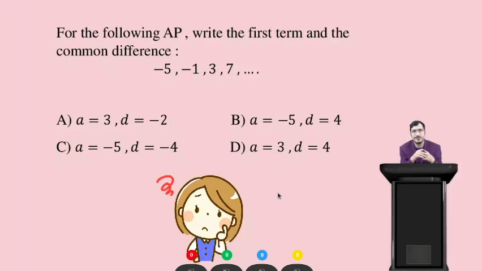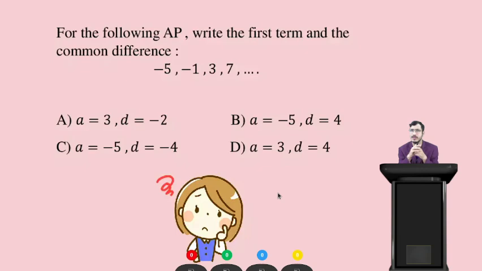Okay students, now it's question time. I have a question for you. For the following AP, write the first term and the common difference. I am giving you 30 seconds. Which option is correct here? Option A: A is equal to 3, D is equal to minus 2. Option B: A is equal to minus 5, D is equal to 4. Option C: A is equal to minus 5, D is equal to minus 4. Option D: A is equal to 3 and D is equal to 4. Which option is correct here?